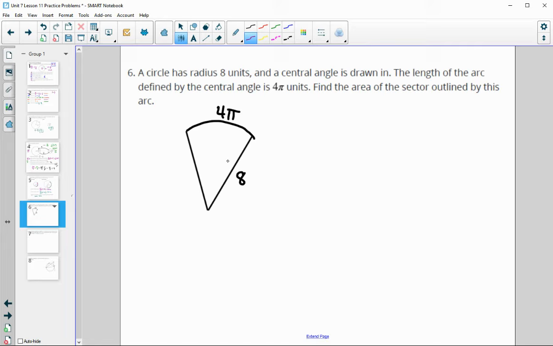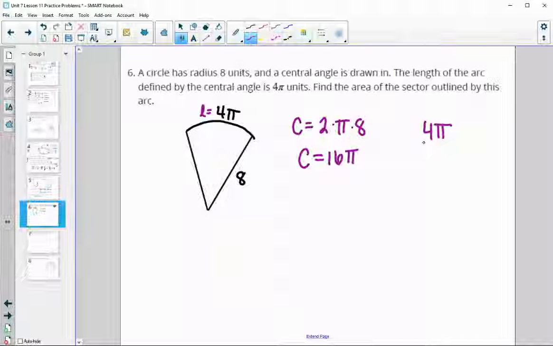So first we need to figure out what portion we're working with. Okay, and we know the arc length is 4 pi. So let's find the total circumference, which would be 2 times pi times the radius of 8. So our full circumference is 16 pi. So the portion of the circle that we're working with here is we've got 4 pi out of 16 total pi units. And so then this 4 over 16 simplifies to 1/4. So we're working with 1/4 of the circle.